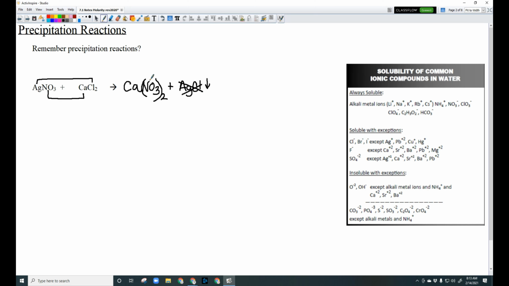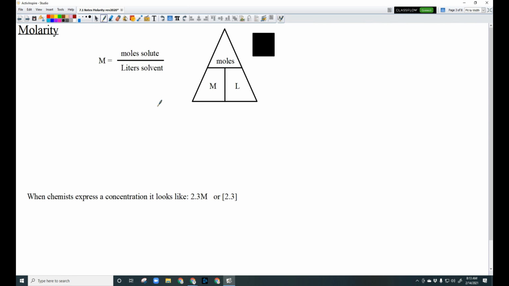However, the calcium nitrate does dissolve in water. So we can look at how many moles of the calcium nitrate is dissolved in a certain amount of water or liquid and determine a numerical value for the concentration, how much. And concentration is in molarity. A capital M is the variable for that. And the formula is the number of moles of solute divided by the liters of solvent. Okay.